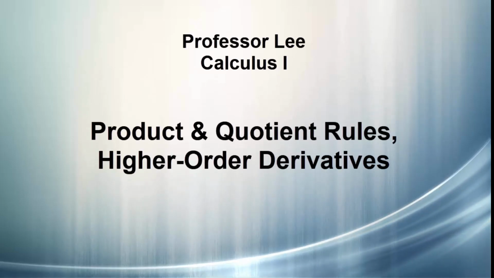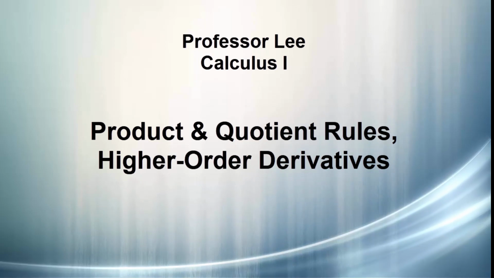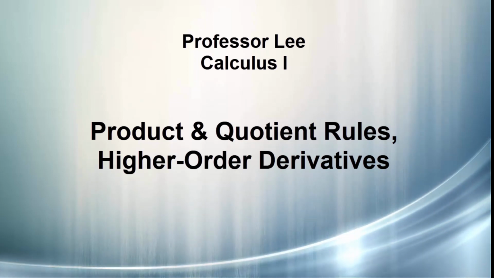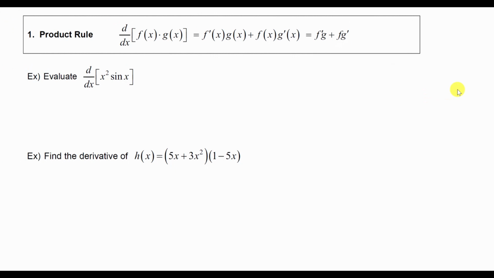Section 2.3, Product and Quotient Rules, Higher Order Derivatives. Last time, in Section 2.2, we learned the basic differentiation rules. Today, we're going to learn how to take the derivative when we have a product of functions or a quotient of two functions. And not only that, we will take a look at how to take the derivative of higher orders, meaning second derivatives, third derivatives, fourth derivatives, and so on.